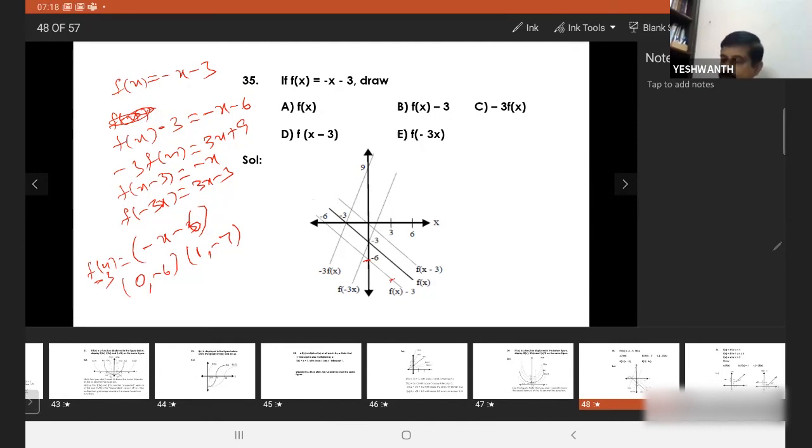This is what the things will go on. So these sketches are made according to these functions. Okay. Clear?